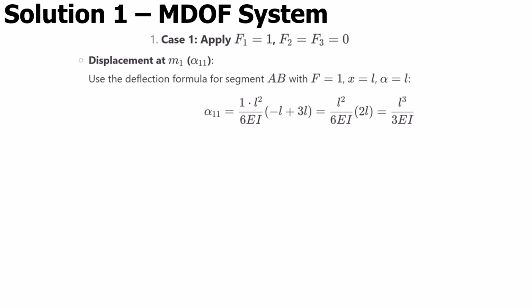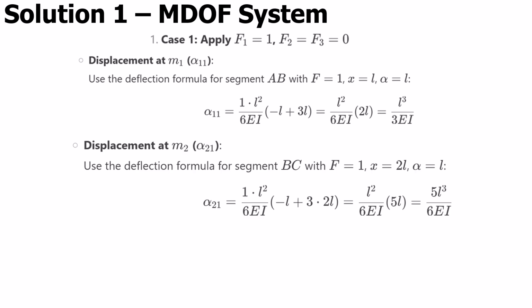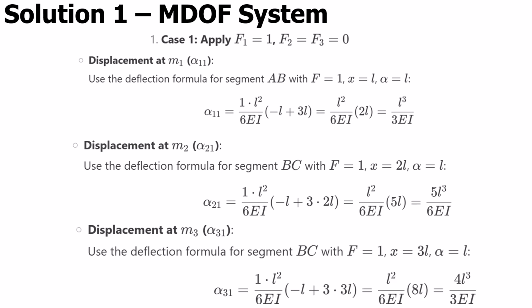So at M1 itself, the deflection is L cubed over 3EI, like pressing a spring and watching it compress. At M2, we have a bigger bend, that is 5L cubed over 6EI. And finally, at M3, it's also slightly bigger. We get 4L cubed over 3EI. This gives us the first column of our flexibility matrix.